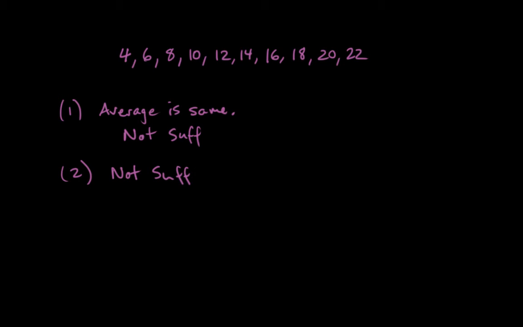But if I have both statements together, that means I'm crossing off 22 and I'm crossing off 4. So there's only one possibility for the list, which means there's only one possibility for the standard deviation. So together, these statements are sufficient, making the correct answer C.